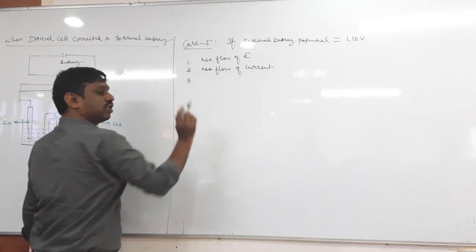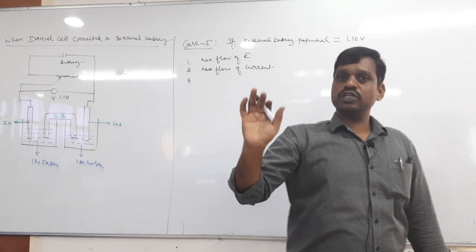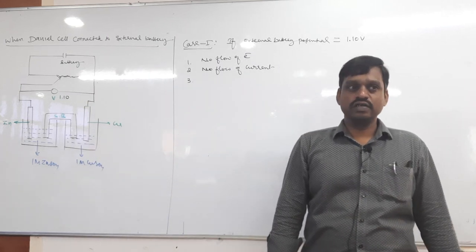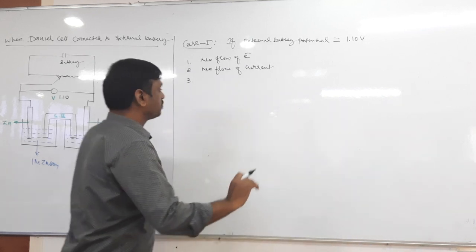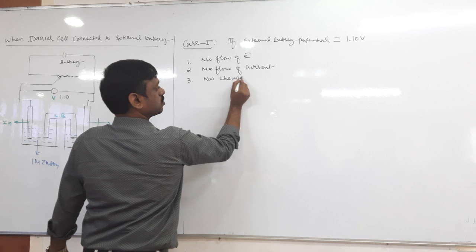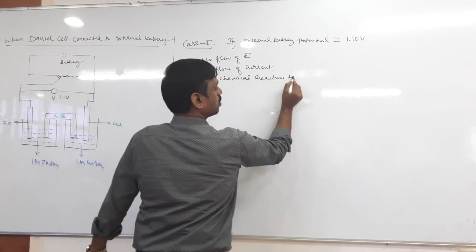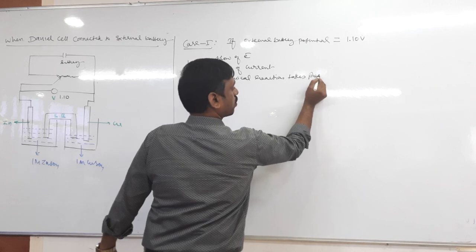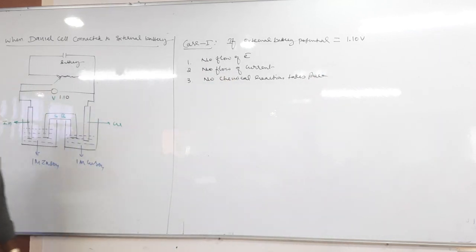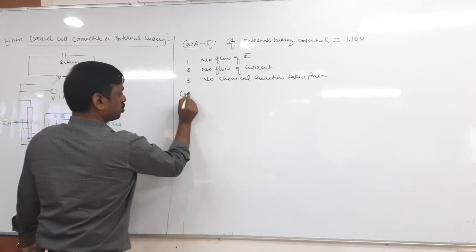And what are the chemical reactions? Where is oxidation, where is reduction? There is no oxidation, no reduction, so where is the question of cathode ion reduction? There is no chemical reaction at cathode and anode. Okay, next, case 2.